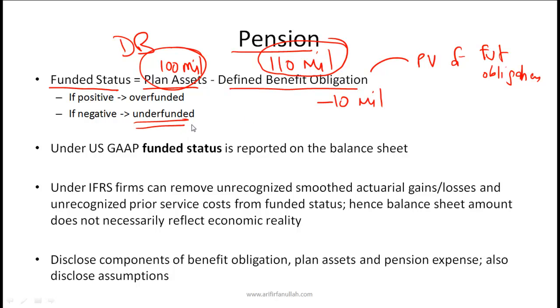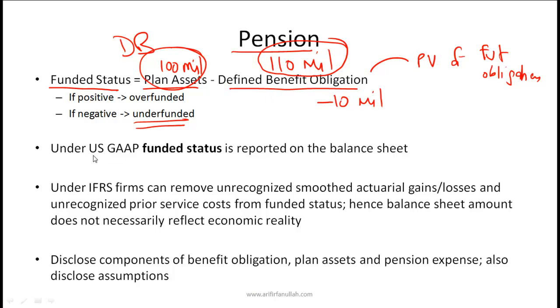And as a side note, this is actually quite a major issue in the United States currently, where several pension plans are underfunded, which will potentially create issues in the future. But nevertheless, funded status is positive if the plan assets are greater than the defined benefit obligation.